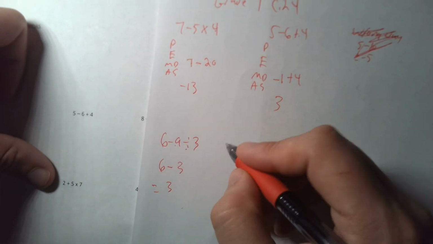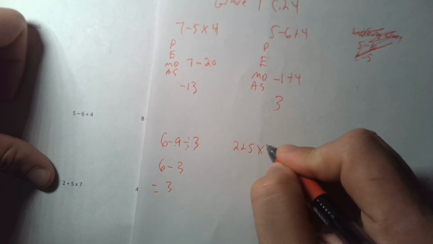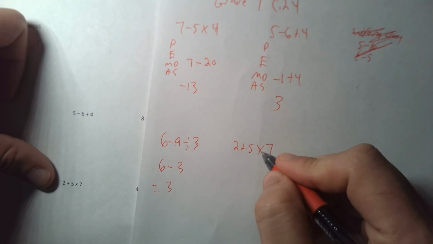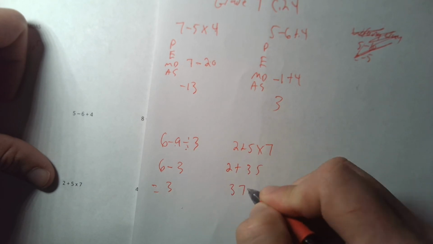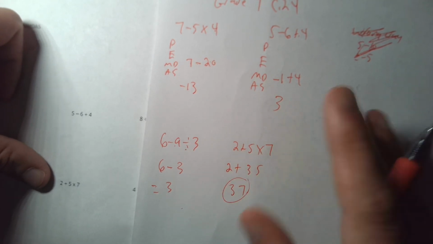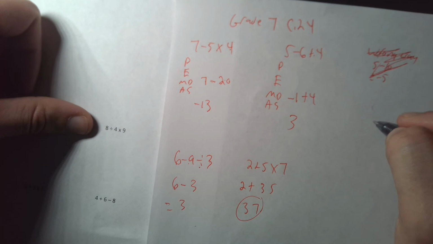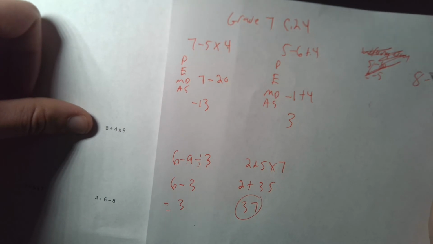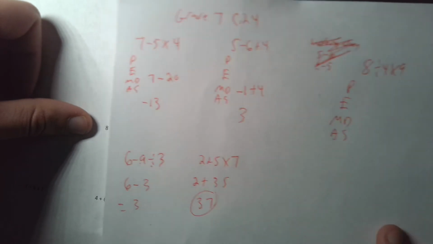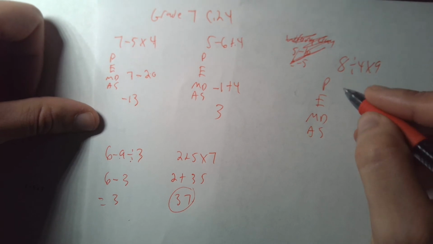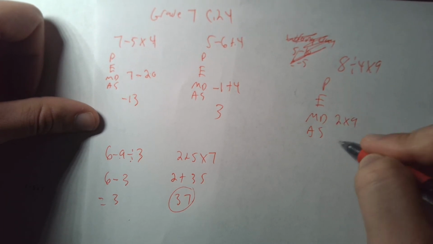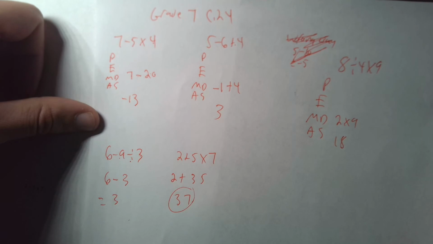All right, up next, 2 plus 5 times 7. All right, I'm going to multiply first. That's 35. 2 plus 35 is 37. 8 divided by 4 times 9. Okay, again, I have multiply and divide, but in this case, division comes first. So we have 2 times 9 is 18.